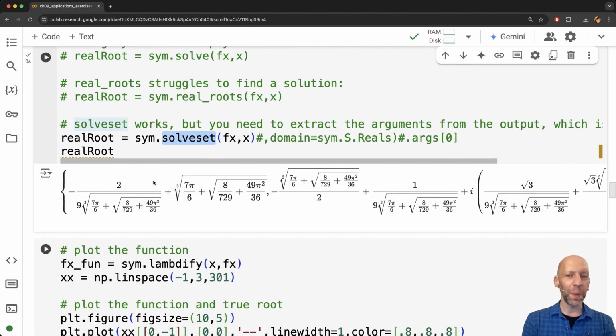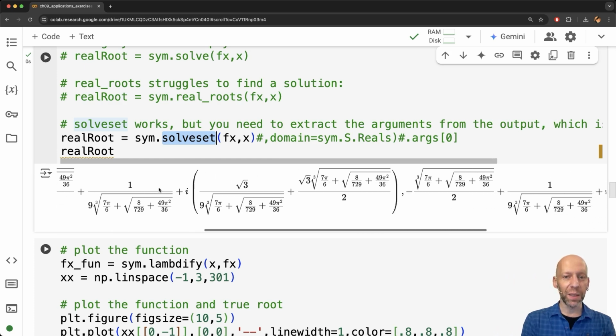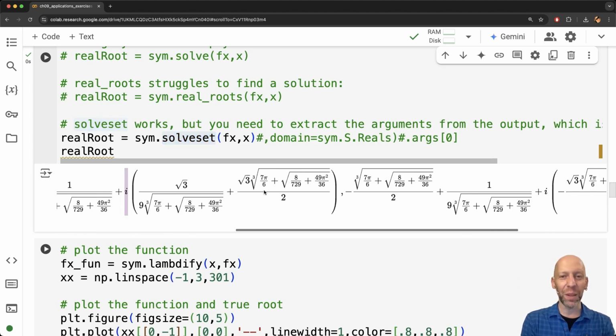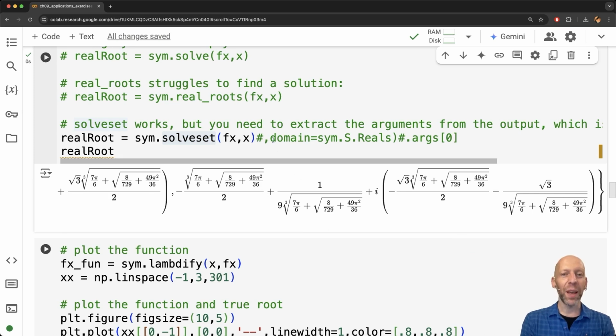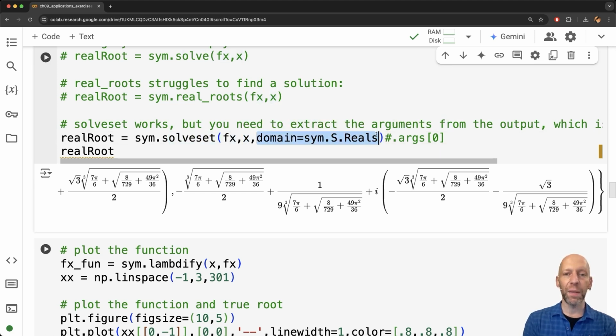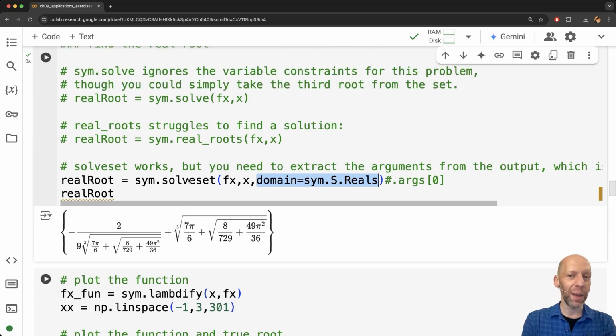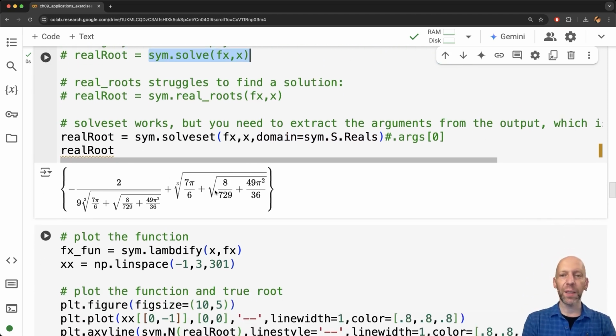Okay, so here we see the three solutions in this set, right? We have this curly bracket here, so this is a set that sympy.solveset is returning. You can see we still have complex valued solutions in here. So one thing we can do is restrict the domain to the reals. Now we are saying solve this equation for this variable, but only in the domain of the reals. And that gives us one solution, and that looks the same as the third solution from sympy.solve.